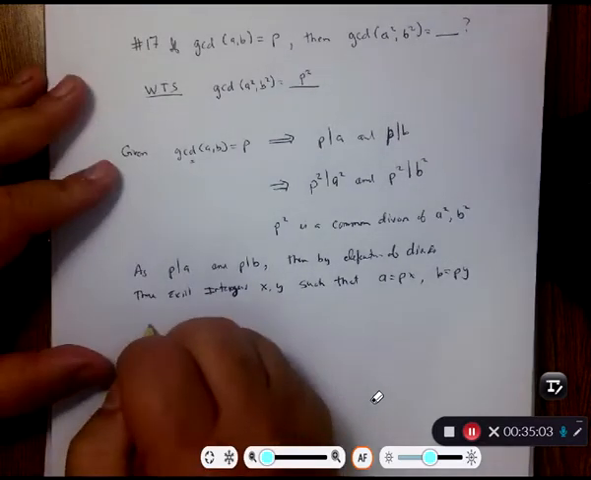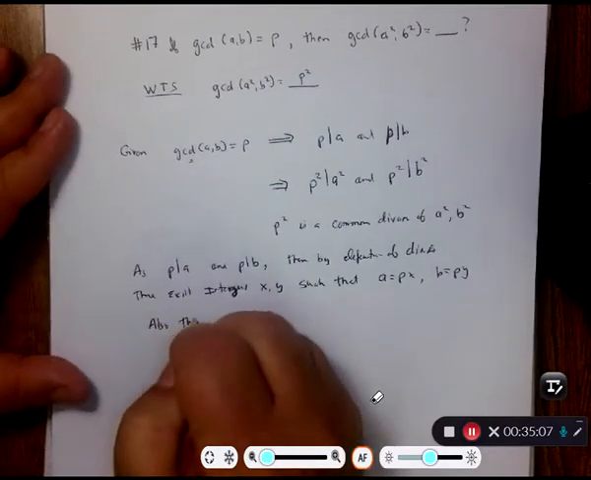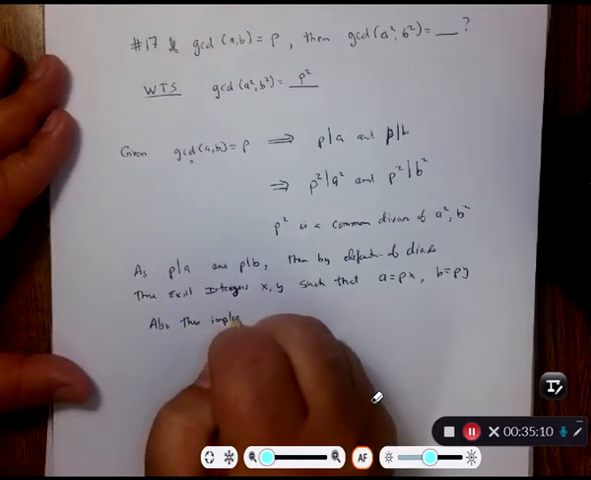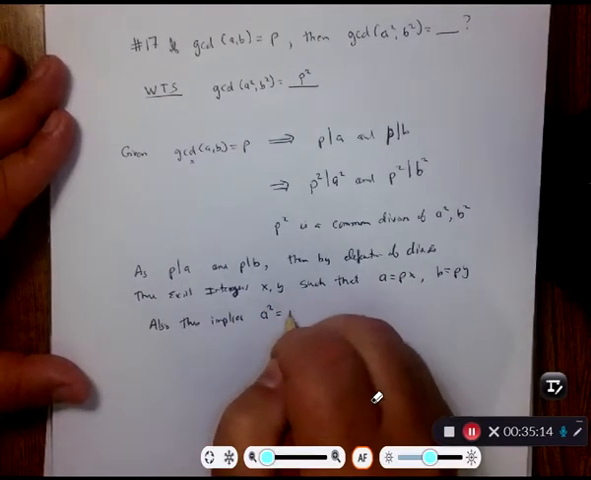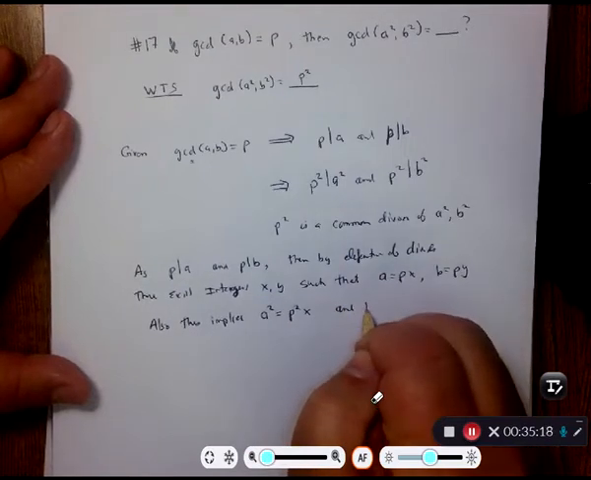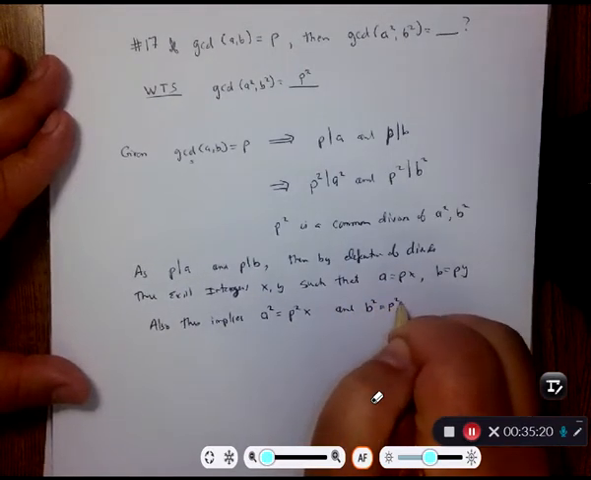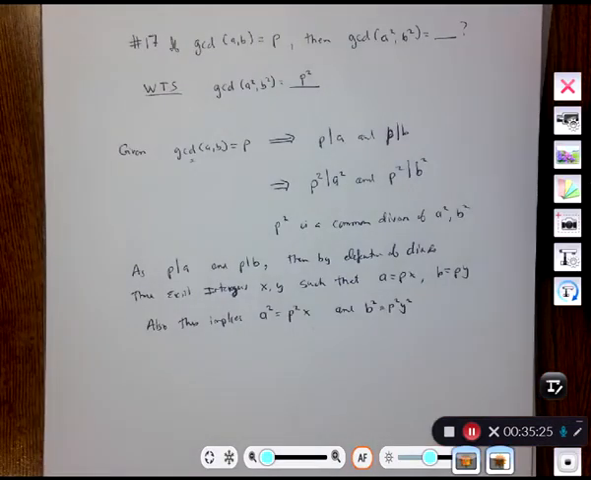Also, this implies a squared is equal to p squared times x squared, and b squared is equal to p squared times y squared. I just squared both sides, and when you square integers, it doesn't matter about the integers at all. Okay?